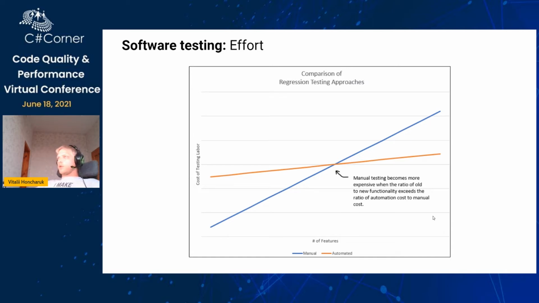If we look at this slide, on the blue line we can see the manual effort for doing testing, and on the orange line we have automated testing. If we analyze this, we can see that integration or automation testing requires much more effort at the beginning. That is why in most cases teams decide not to start creating unit tests, integration tests, and automation tests.